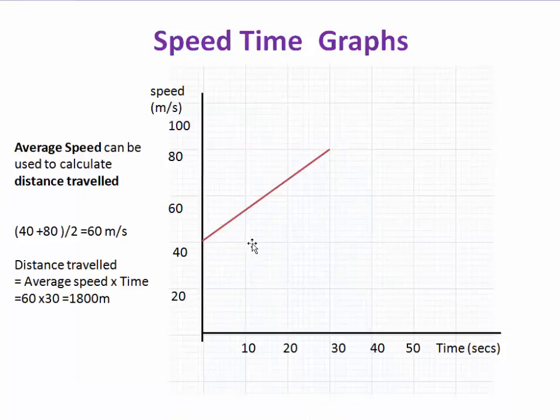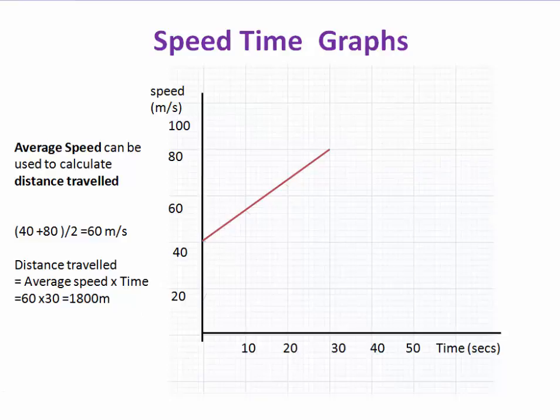If we've got a line like this which has got a gradient on a speed time graph, this tells us that there's acceleration, and also the average speed can be used to calculate the distance traveled. So the average speed here is from 40 to 80 divided by 2, so that'll be 60 meters per second, and we multiply that by the time here, which is 30. So average speed times time is the distance traveled. 60 times 30, 1,800 meters.